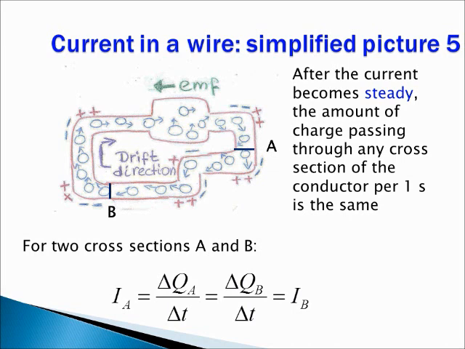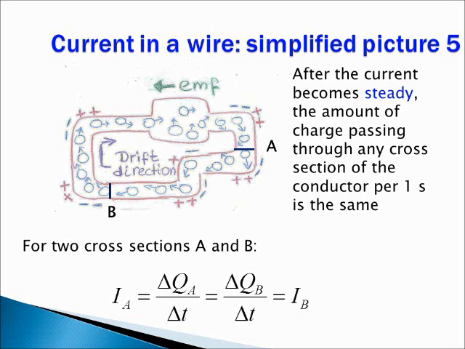If the external EMF is constant, and we wait long enough for the current to establish, after a while the current becomes steady. In this case, the amount of charge passing through any cross-section of the conductor per 1 second is the same. So therefore, if we take two cross-sections, A and B, the charge passing through A per 1 second will be exactly the same as the charge passing through B in 1 second.